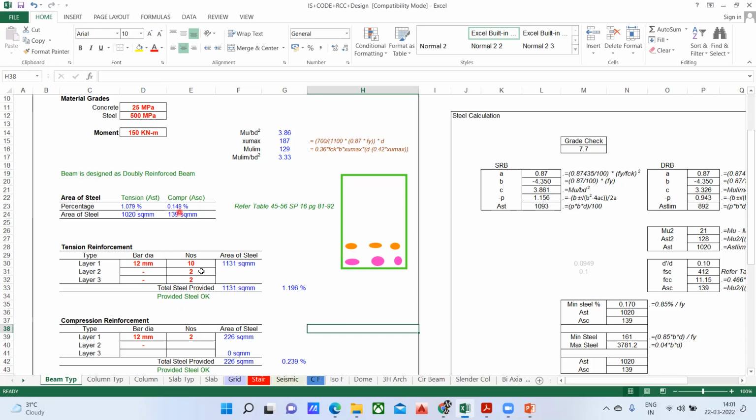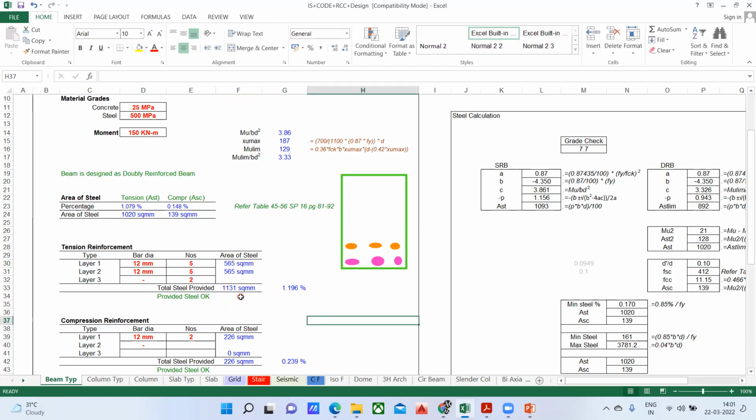So according to the calculation, it is okay, but practically it is not possible to provide 12 diameter 10 number of bars in a single layer. So instead of this, what I'm supposed to do, I can make another layer here. I'll give 12 and I'll put 5 here and I'll put 5 here. Now you're getting my point.